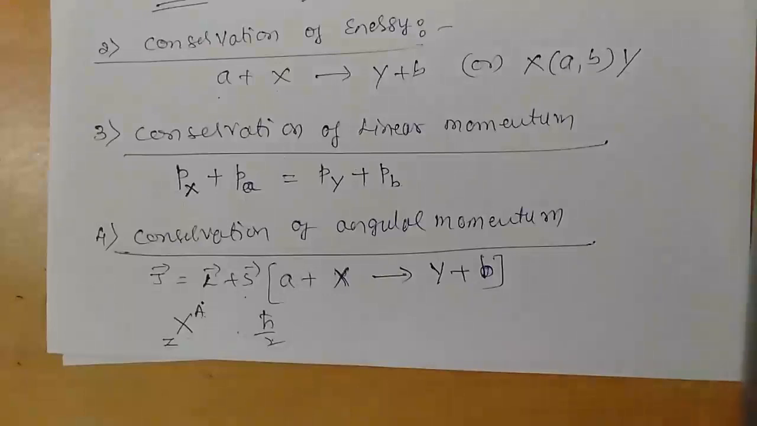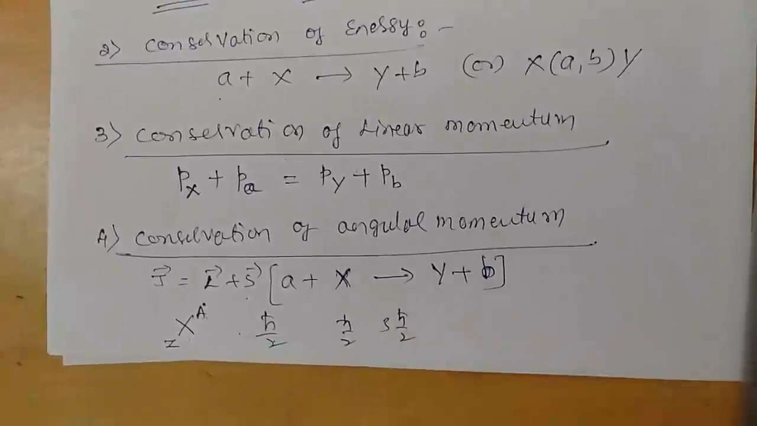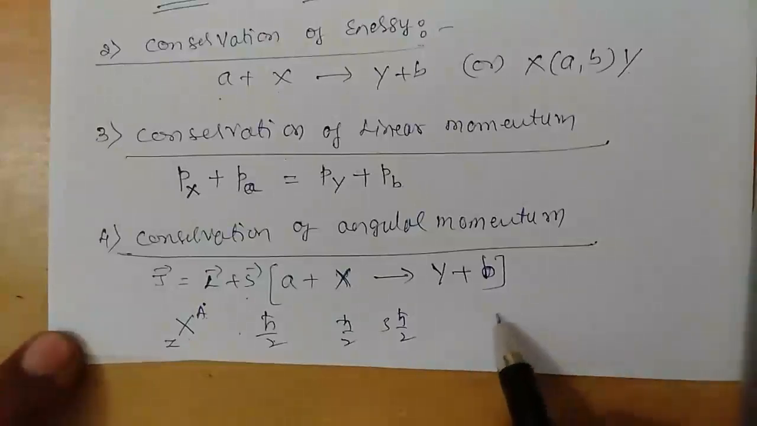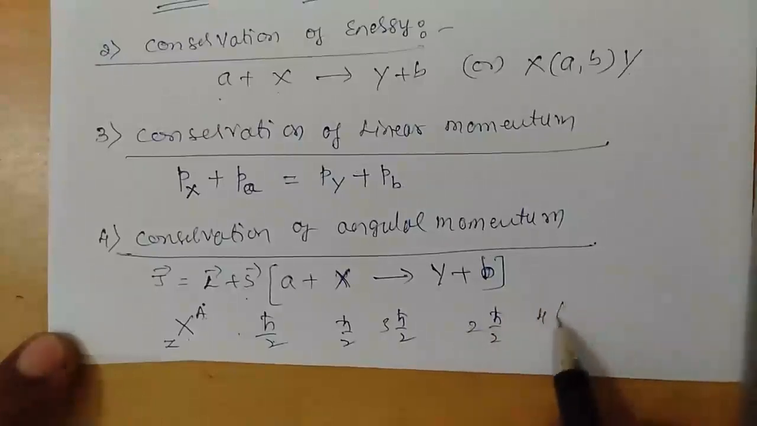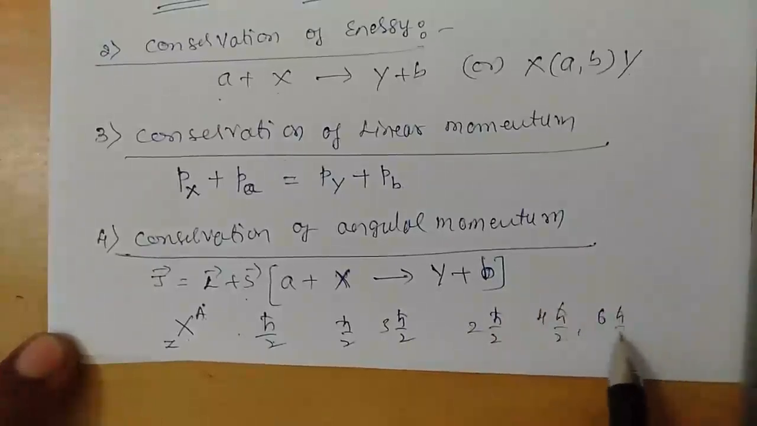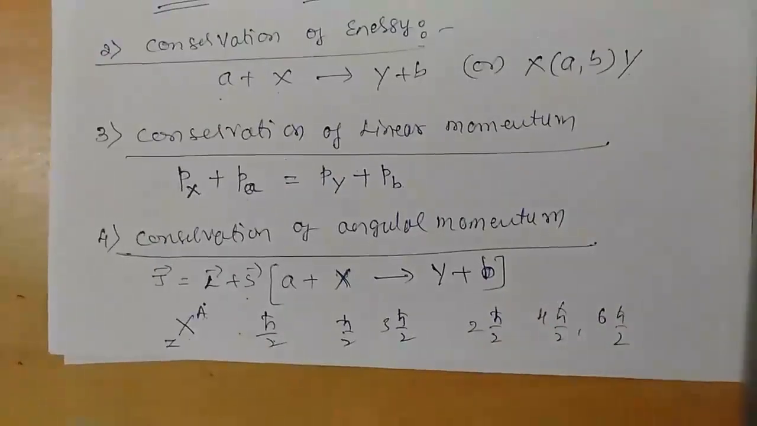So if it is an odd mass number, then the angular momentum will be half integral: 1 into h bar by 2, 3 into h bar by 2, like this. So this is what we call odd multiples of h bar by 2. If the mass number of any nucleus is an even number, then definitely the angular momentum will be even multiples of h bar by 2. That is, it may be 2 into h bar by 2, or 4 into h bar by 2, or 6 into h bar by 2, like this. So this is with concern to the angular momentum.